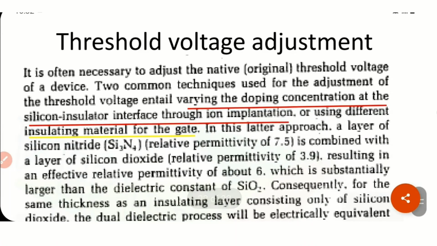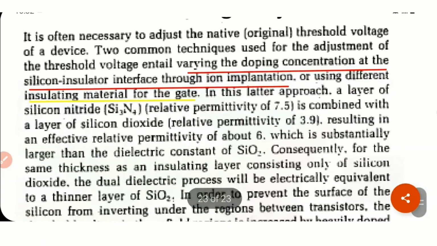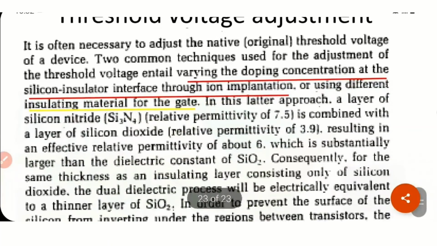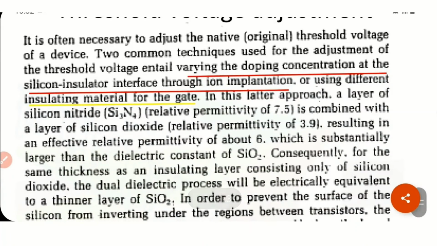Another term is your threshold voltage adjustment. So you should be knowing what this is. Let me read it out for you. It is often necessary to adjust the original threshold voltage of a device. Two common techniques used for the adjustment of threshold voltage entail varying the doping concentration of the silicon insulator interface through ion implantation. That is one thing. Or using different insulating material for the gate. That is the second thing. So there are two ways in which your threshold voltage can be adjusted.